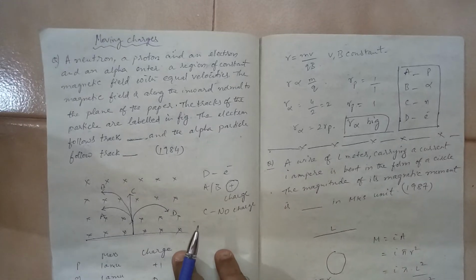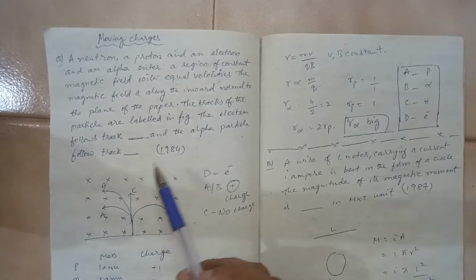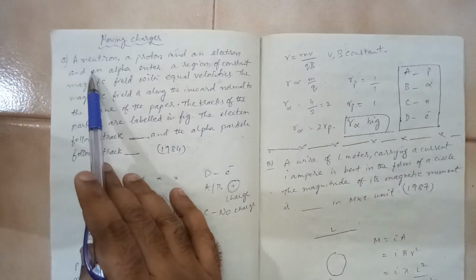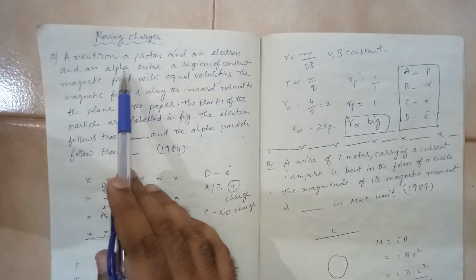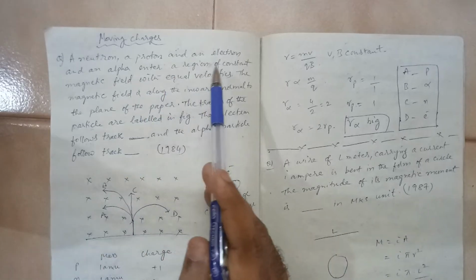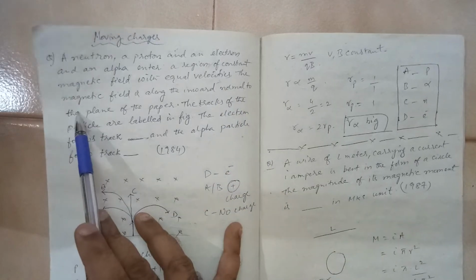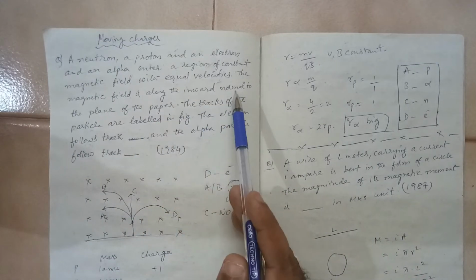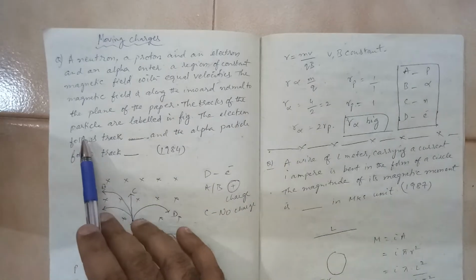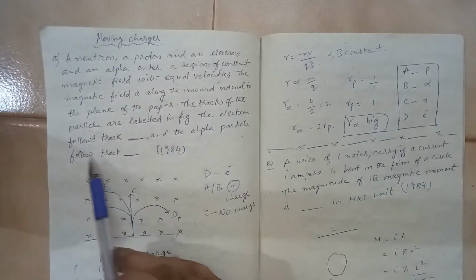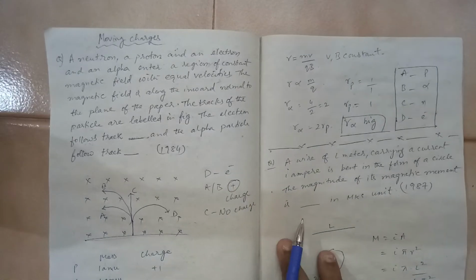We will be seeing some numericals on moving charges from previous year question papers from JEE. The first question: a neutron, a proton, an electron and an alpha particle enter a region of constant magnetic field with equal velocities. The magnetic field is along the inward normal to the plane of the paper. The tracks of the particles are labeled in the figure. The electron follows the track and the alpha particle follows the track. This has appeared in '84.